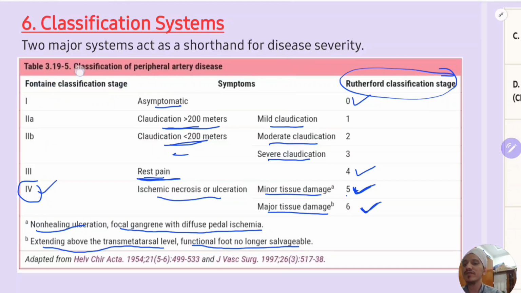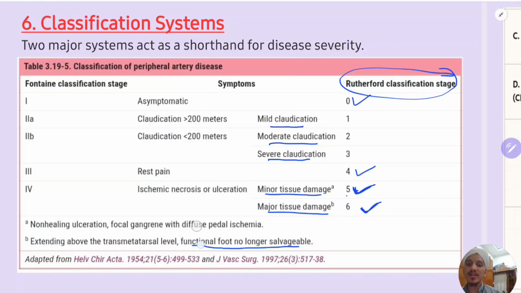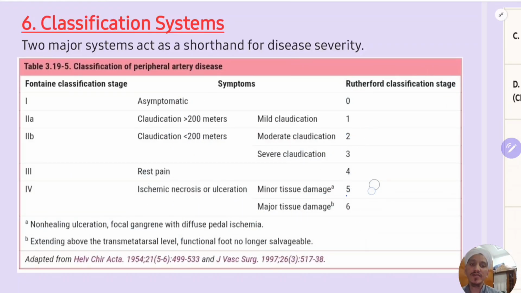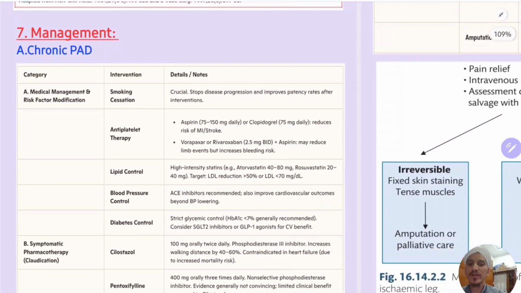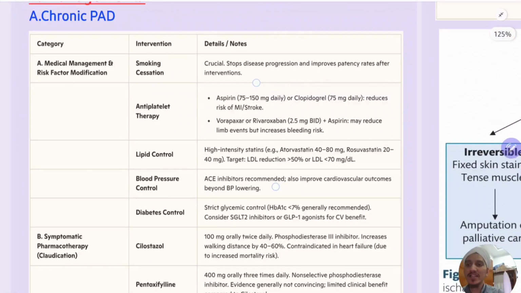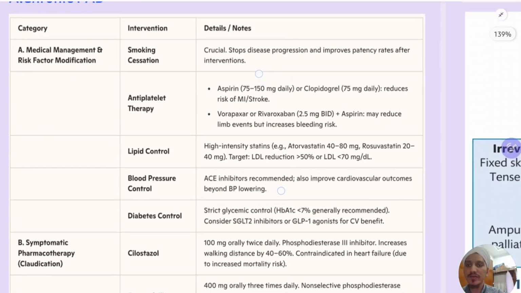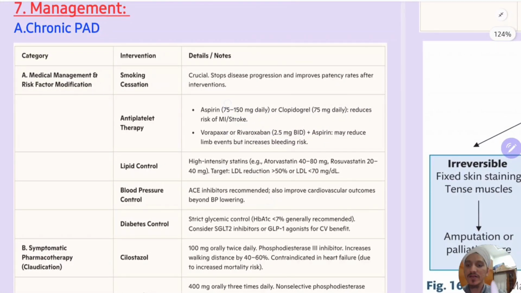That's about the two classifications which are clubbed in this one table. This is from McMaster Textbook of Medicine. Okay, just to know the severity. Now we will discuss the management. So management of chronic peripheral artery disease we will discuss first.